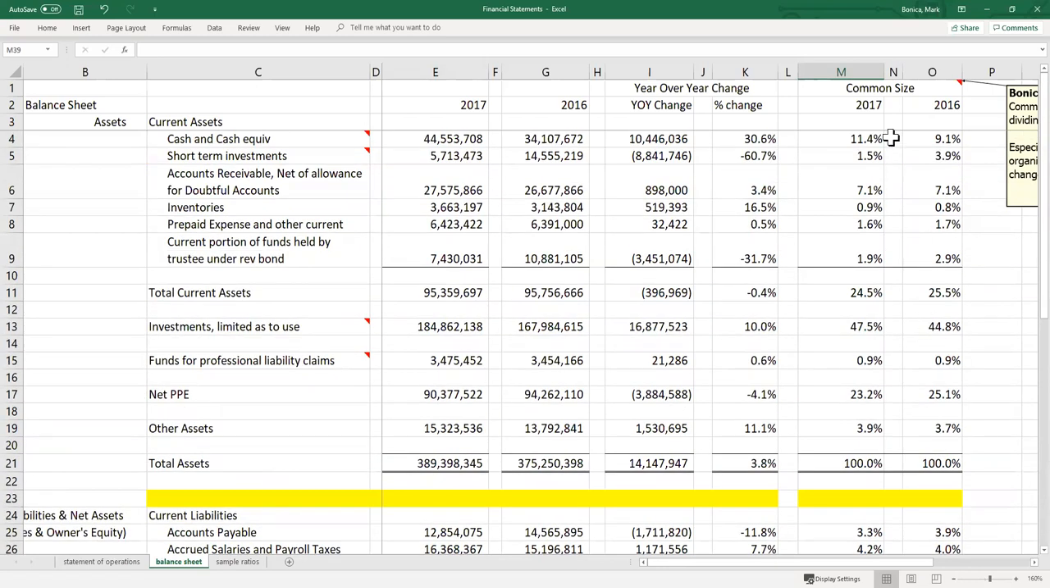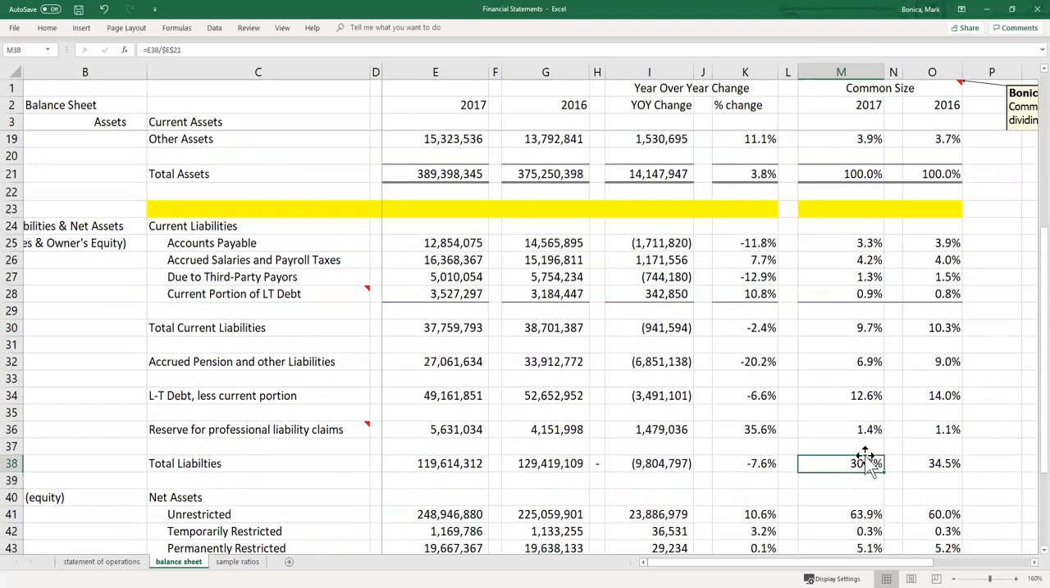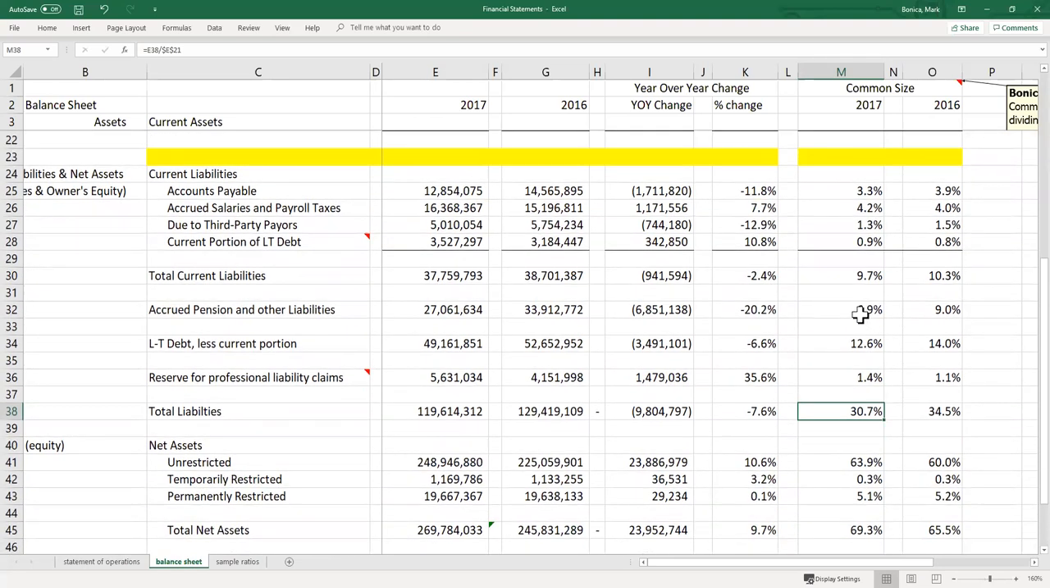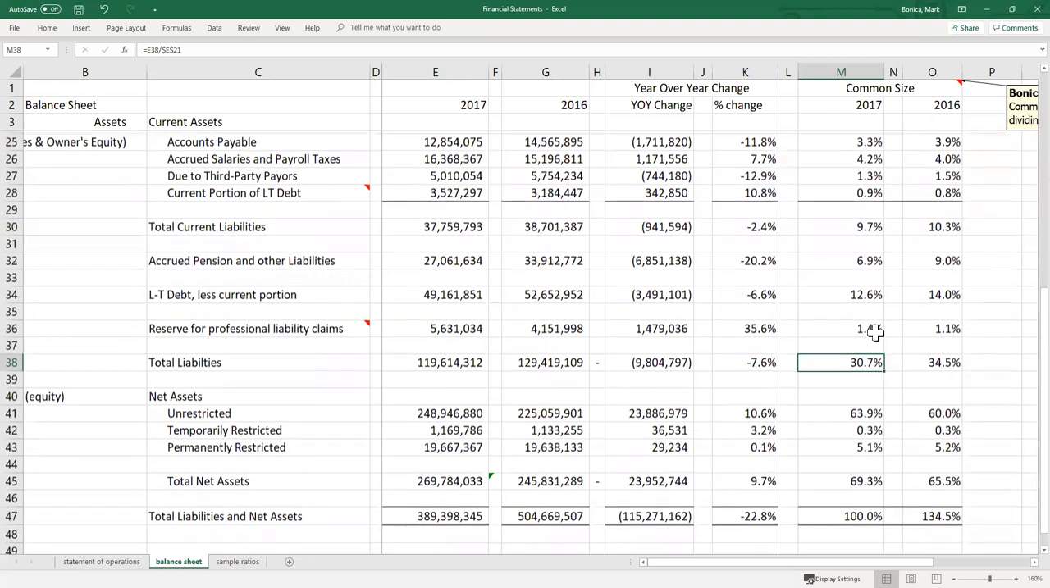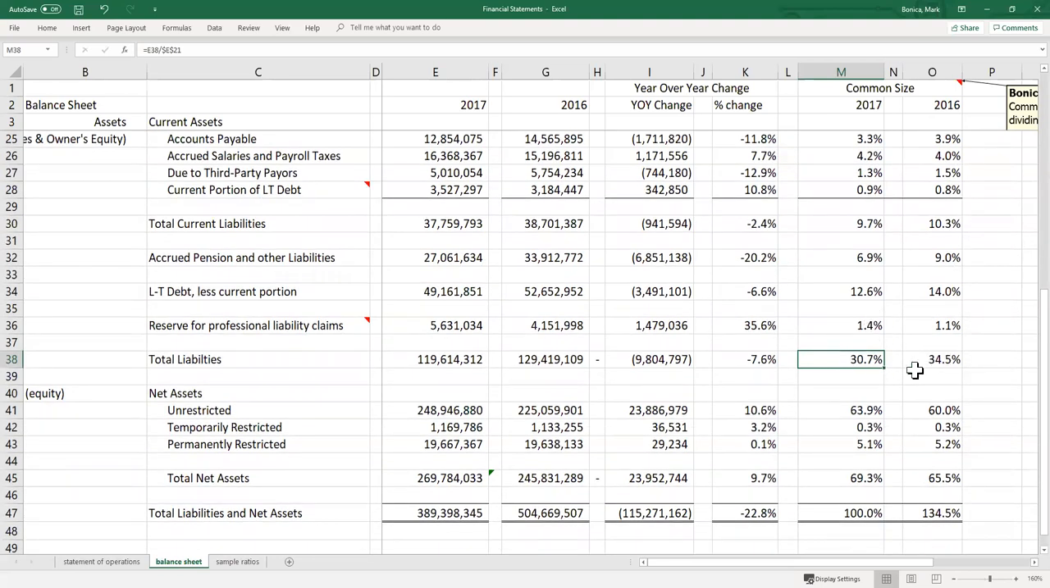So common size is useful to look at to get a sense of how the organization is structured, but also to look year over year and say, okay, where are the changes in terms of percentage? And common size is also useful for comparing one organization to another, because the absolute numbers are not going to be the same, right? Even if they're similar, having this common size allows you to compare more precisely. So if 30% of your organization is funded with liabilities and another organization is 40% funded with liabilities, well, now you've got something to think about. Should you maybe have a higher debt ratio? That's what that's called. Or a lower debt ratio, or is that a good ratio? And whether it's good or bad depends on how things are changing, as well as how you compare to other organizations.